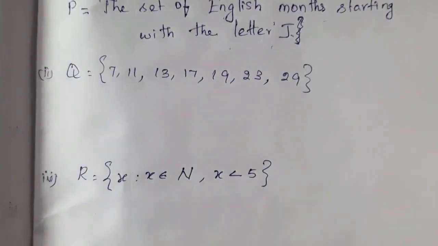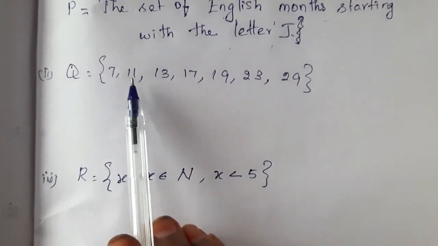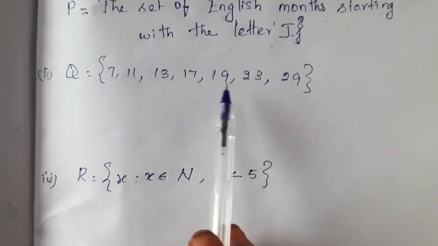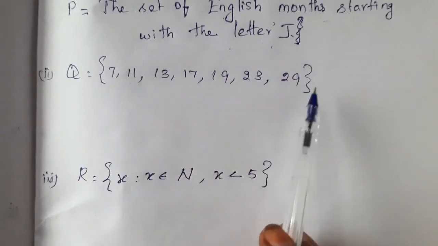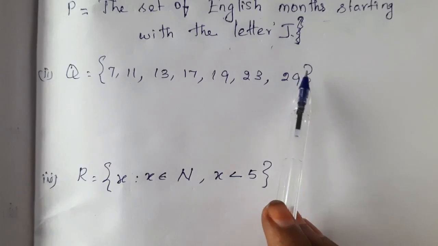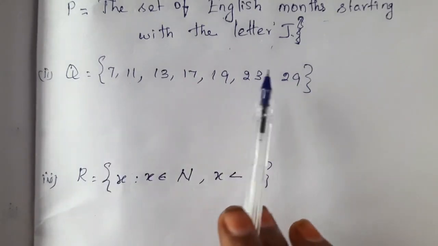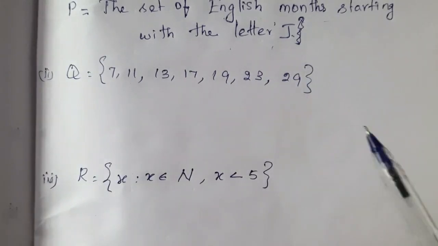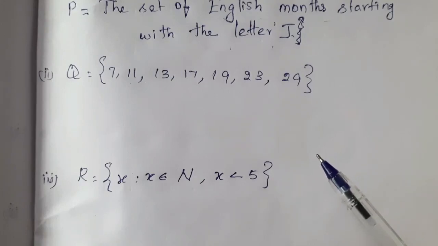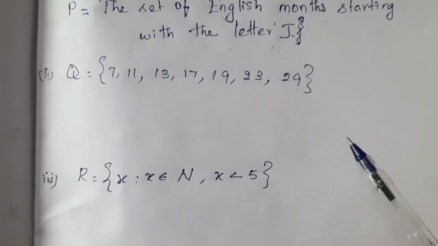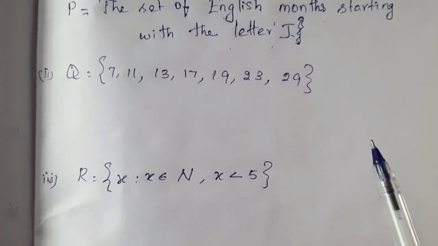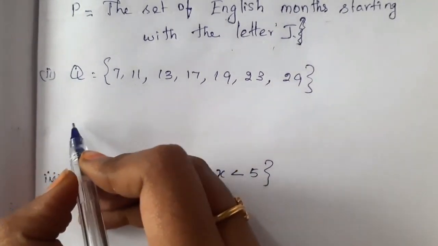Q equal to, look at the numbers 7, 11, 13, 17, 19. These are all odd, not odd, sorry, these are all prime numbers. You know about prime numbers? A prime number means its factors are only 1 and the number itself. You can't find any more factors. That is known as prime numbers. So how can we write that in descriptive form?